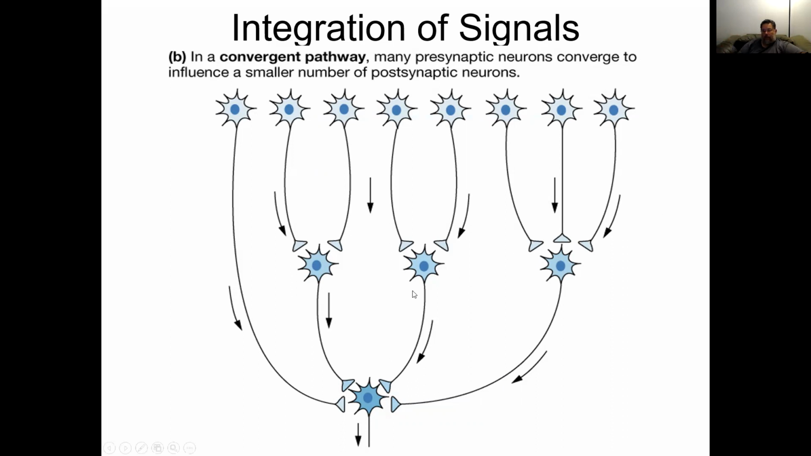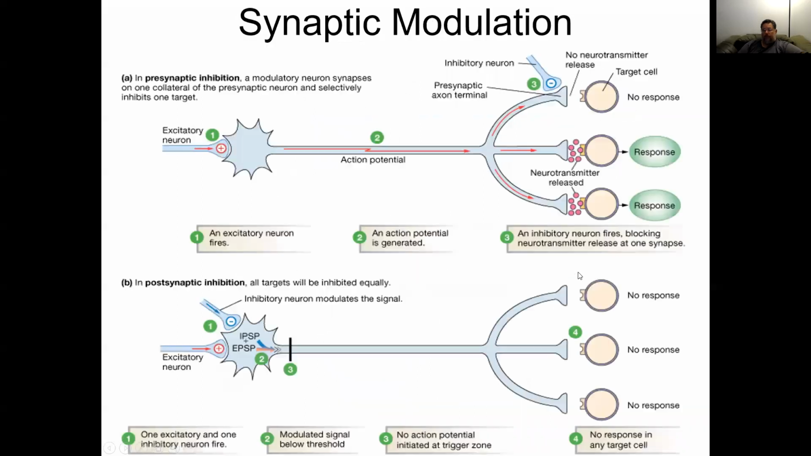Basically, lots of presynaptic neurons are converging onto one postsynaptic neuron in that particular example. The synapse itself can actually be modulated as well. We can have presynaptic inhibition as well as postsynaptic inhibition. I guess you could also have presynaptic excitatory responses and postsynaptic excitatory responses as well. But these are examples of synaptic modulations that can inhibit a response.